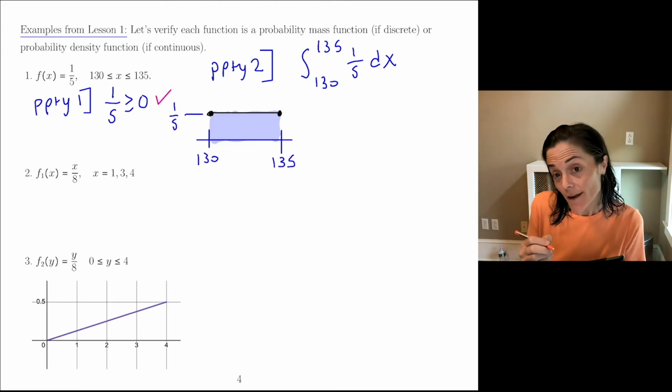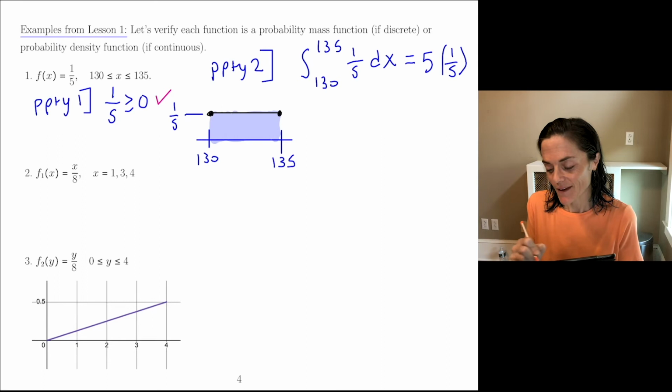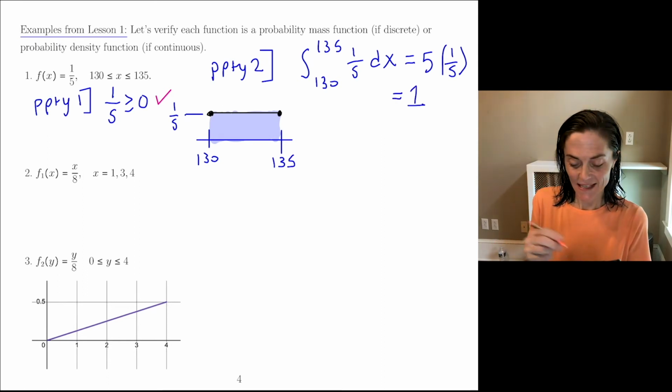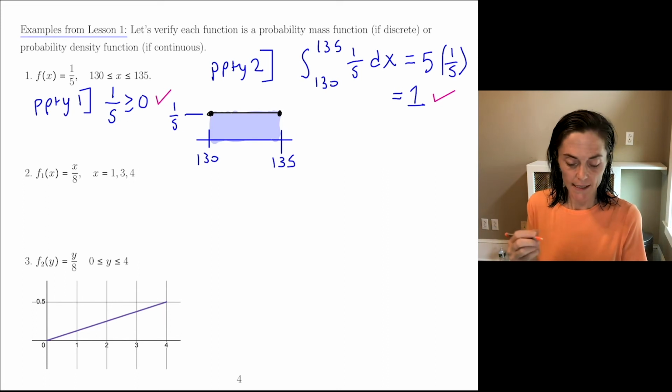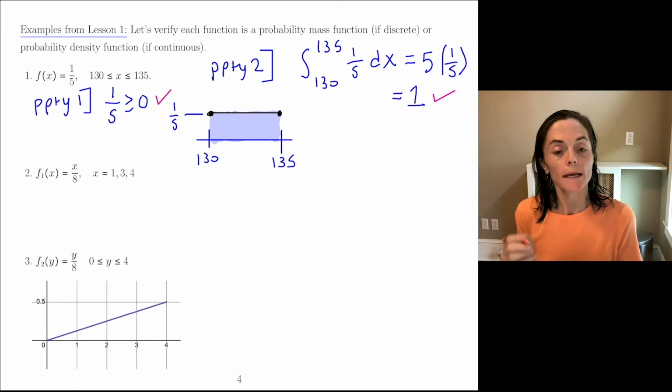Well, the area here you see, it's a rectangle where the base is 5, the height is 1/5, and so we get 1. So this is a check mark. Very nice. So we have verified. Now, the next one, this is discrete.